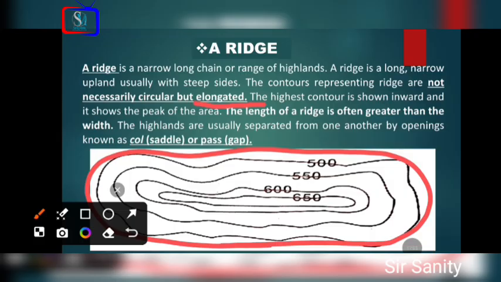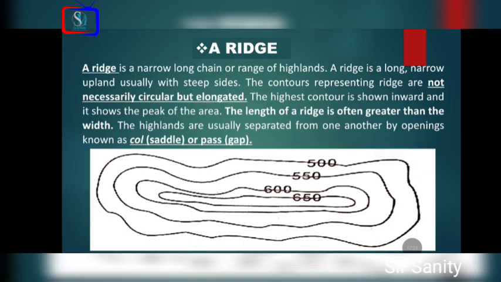Now the opening between the highlands or the ridge is called the gap, or a pass, or a saddle, or a col. It is the same thing. When the col or the saddle is being used as a route or communication route, it becomes a pass.